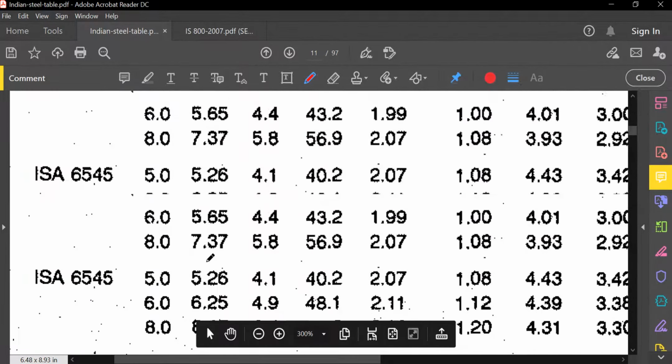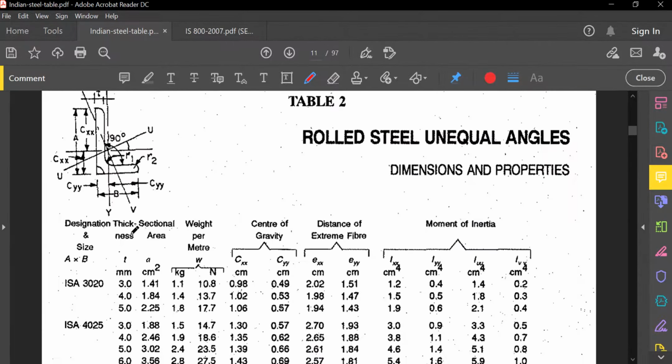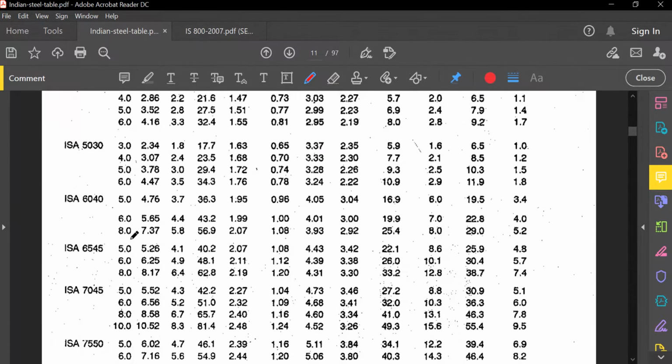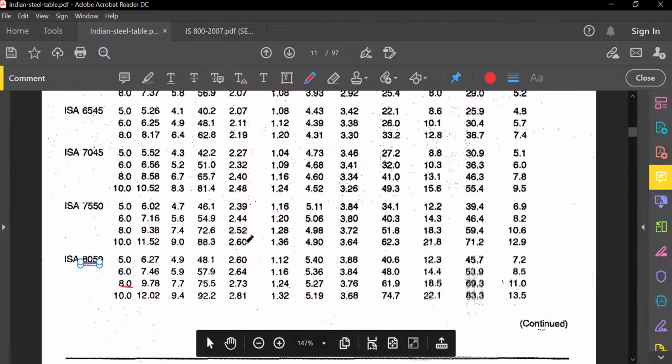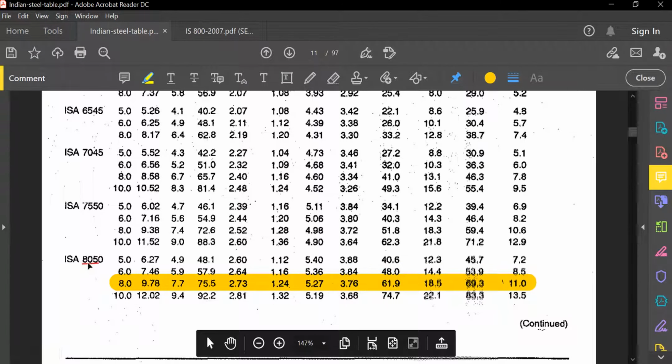Thickness means our plate has a thickness of 8 mm. See here, the thickness is written here, that is 8 mm. So for our property, we need to consider the elements, whatever things are coming here. So this is ours, okay? This is the thing we need to consider. This element is ours. Understood? That is IS angle 80 by 50, 8 mm.